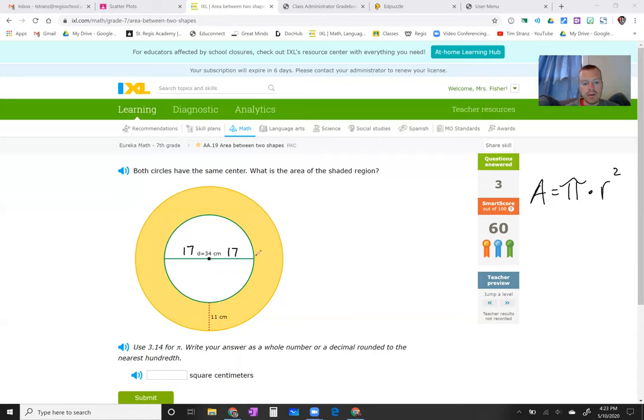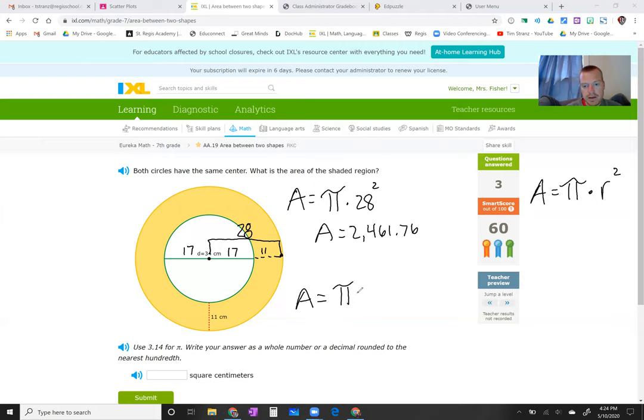Then it's telling you right here that this is 11. So from here to here, it's going to be 28. That's the radius of the big circle. The big circle area equals pi times 28 squared. So I need to do 28 times 28 times 3.14, and the area of the big circle is going to be 2,461.76. Now we have to find the area of the small circle. It's pi times the radius of the small circle, just the white one, which is 17. So 17 times 17 times 3.14, you get 907.46.